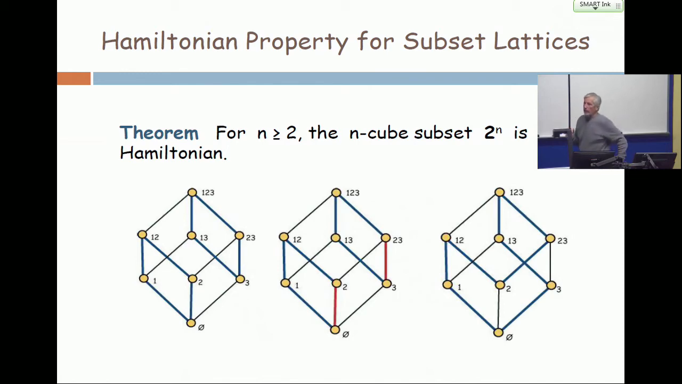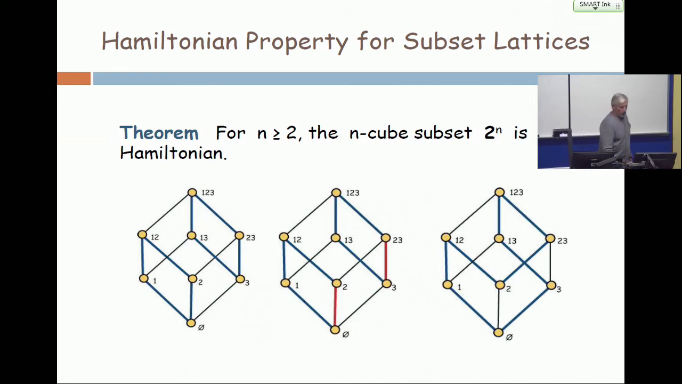Now, let's go to the third picture. What I've done for the third picture is I've taken the 2 red edges and made them blue like this. And now, in the third picture, you see a Hamiltonian cycle in the 3 cube. Is the meaning of these 3 figures clear to you?